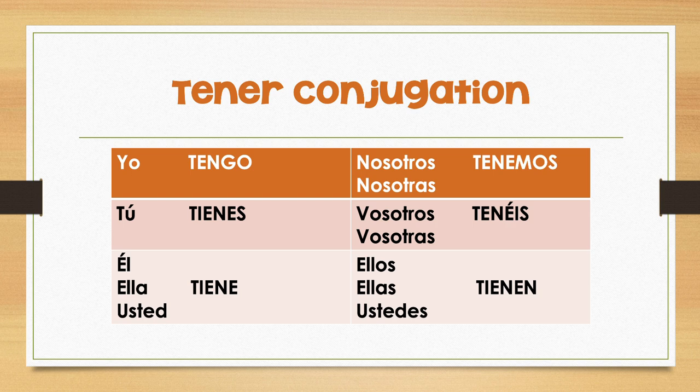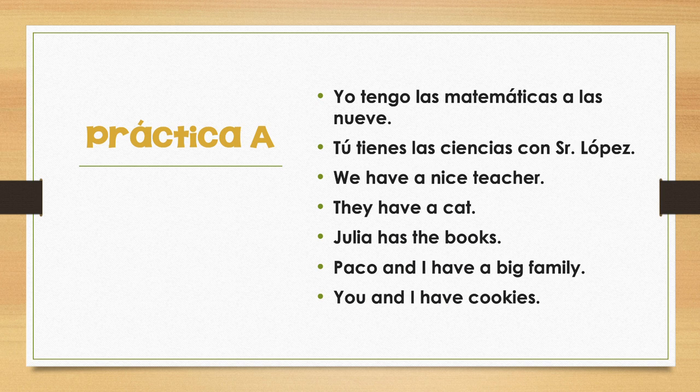All right, let's take a look at some examples. So, what do you think these would mean? Yo tengo las matemáticas a las 9. Tú tienes las ciencias con Señor López. We have a nice teacher. How would you say that in Spanish? They have a cat. Julia has the books. Paco and I have a big family. And you and I have cookies. Now, if there's a word or two on there that you haven't learned before, just leave it blank. We'll fill in the gaps together. Ready to check them? Here we go.